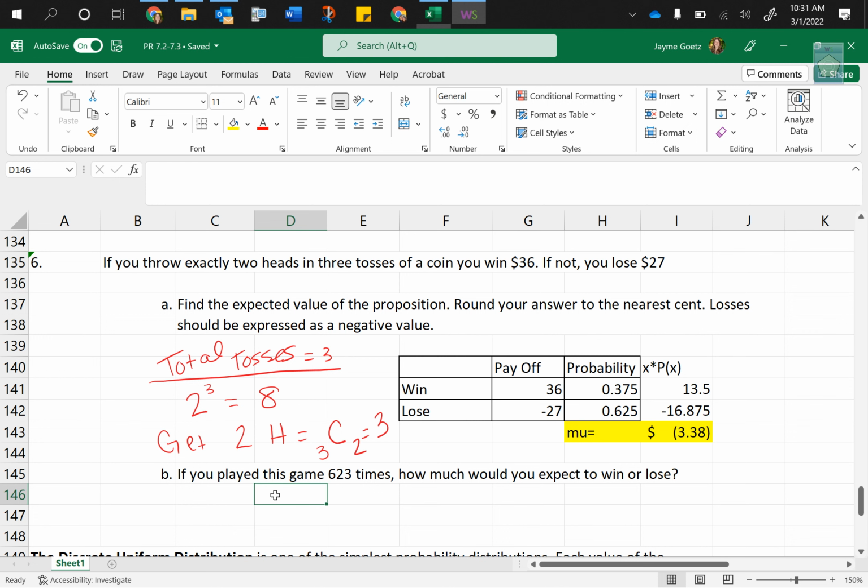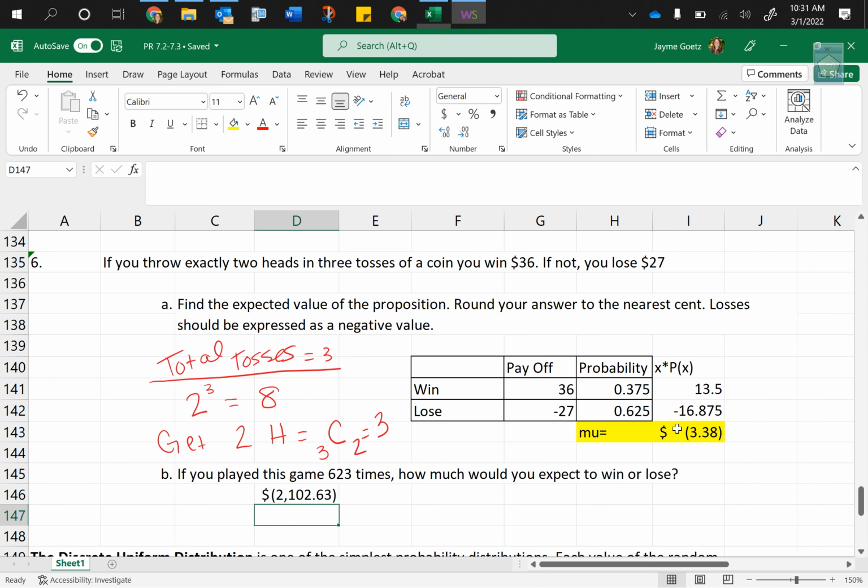First of all, are we going to win money or are we going to lose money? We're going to lose money. This game is not set up for you to win. So we're going to hit equals, 623 times, and I just want you to click on your expected value, the cell. So, are we going to win money or lose money here? Lose money. How much are we going to lose? Woo! $2,102.63. Let me tell you guys, I have a game that I would like to play with you. The odds are great in your favor, but I would like to play it 623 times.